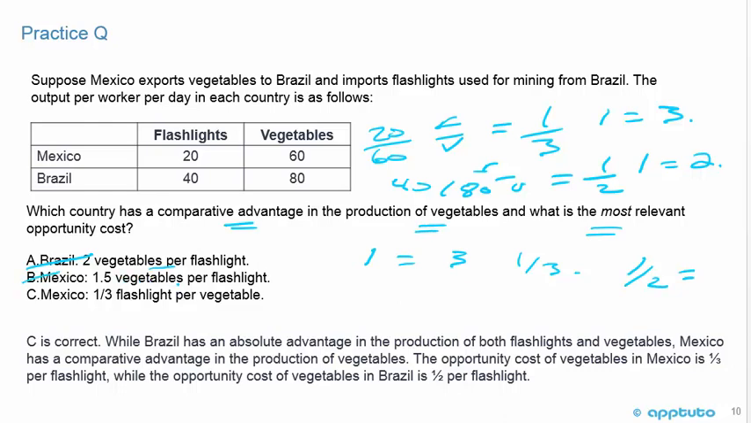It's not 1.5 vegetables per flashlight. That should be an easy one. You can see clearly that it's 1 to 3. So C is correct. It's 1/3 of a flashlight per vegetable. So this type of question, just be careful with how you do the math and be careful with a little bit on the wording. And that's the last slide for this LOS.